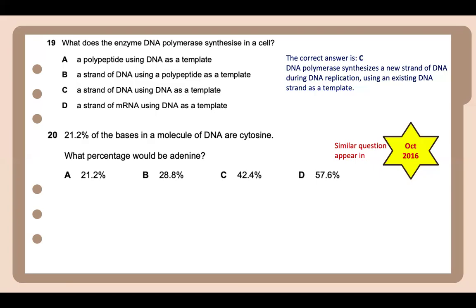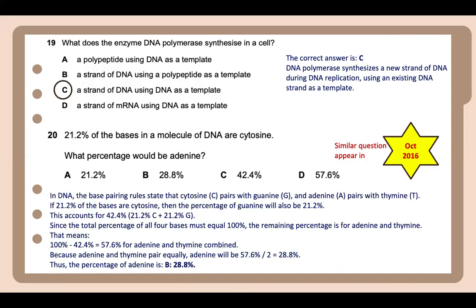21.2% of the bases in a molecule of DNA are cytosine. What percentage would be adenine? To get the value, you have to look at it from this angle: in DNA, the base pairing rules state that cytosine pairs with guanine and adenine pairs with thymine. If 21.2% of the bases are cytosine, then the percentage of guanine would also be 21.2%. So this accounts for 42.4%, which is derived from 21.2% of cytosine plus 21.2% of guanine.